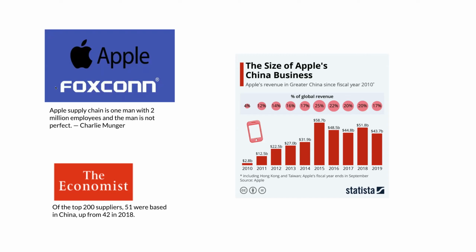He assembles most of Apple's products from China. And he employs, from what I know, 1 million plus. Charlie Munger said in one of the talks, Apple's supply chain is one man with 2 million employees, and the man is not perfect. So this risk has always been there in terms of what geopolitics can do and how it can affect Apple. But again, from a China angle, when you have over 1 million people working there, you're going to hurt yourself as well. So it's going to be an interesting phenomenon that's going to play out.